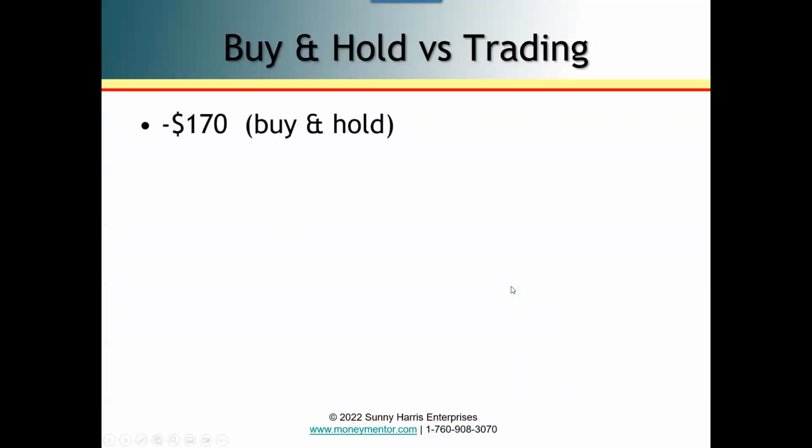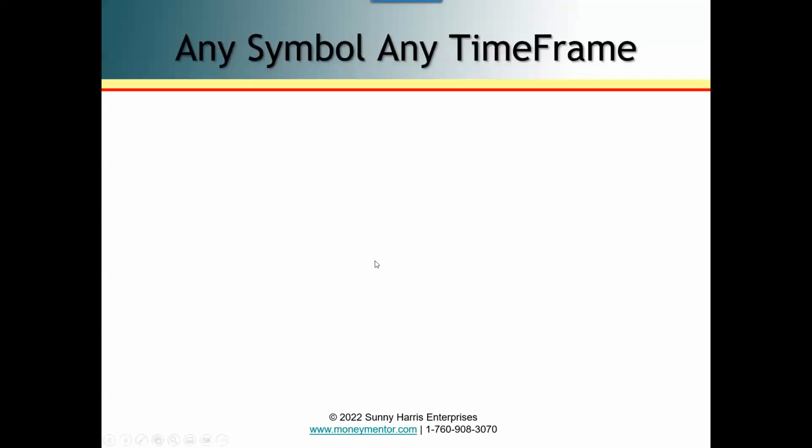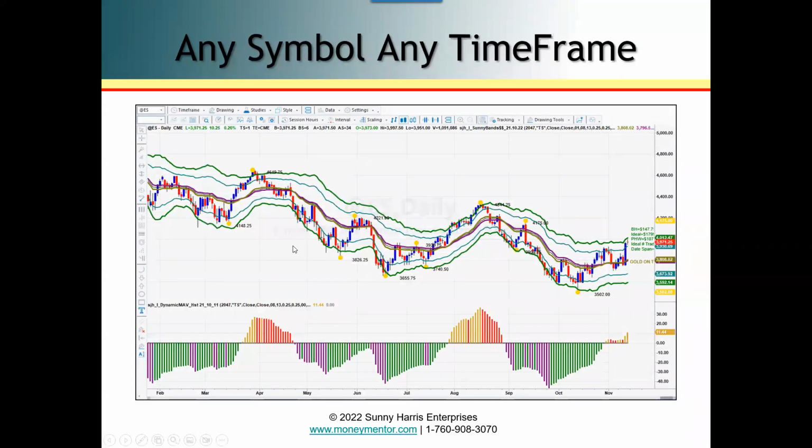So if you could lose $170 on Ethereum by buying and holding versus making $19,000 trading, that's by going long and short on a daily chart. You can use these indicators on any symbol and on any time frame. Doesn't matter what you want to trade. Here's the E-mini, which is what I specialize in, and you can see there where all my trades are.